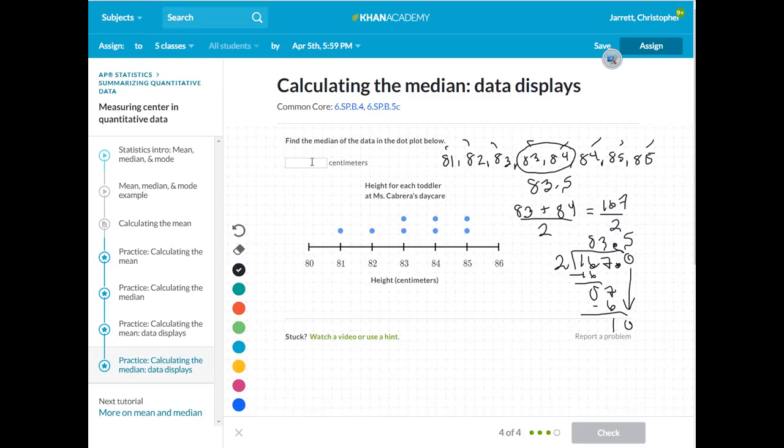So the process is not much more difficult. The only thing that you have to do is find out what the numbers are yourself when they display the data for you. So I hope that helps. Let's get it done.